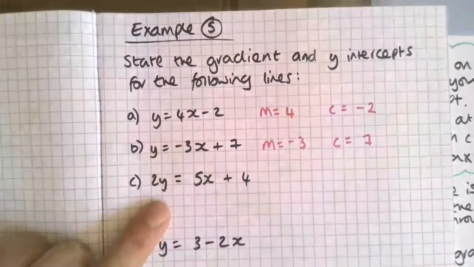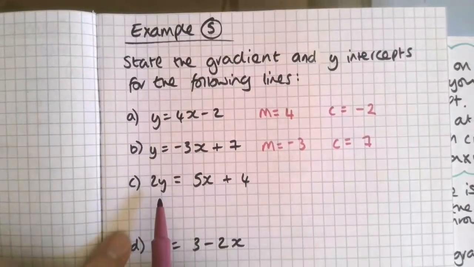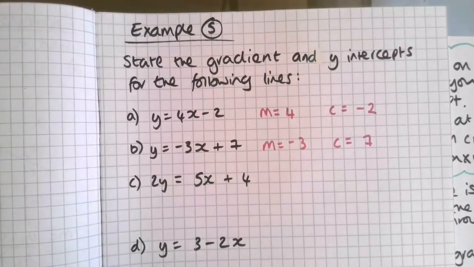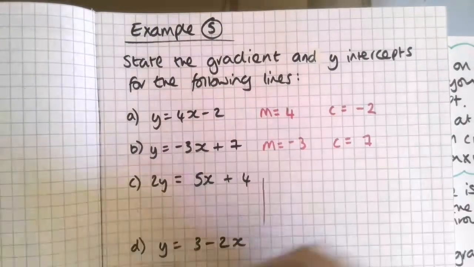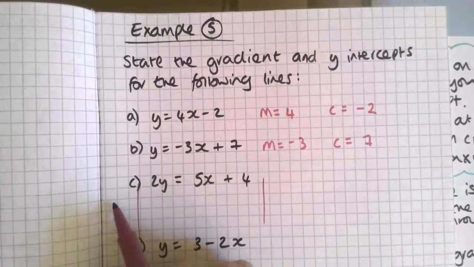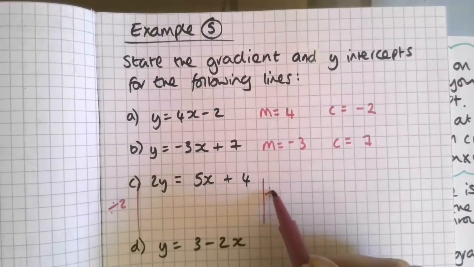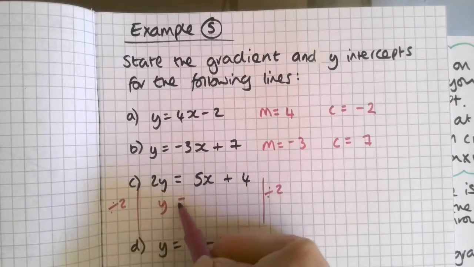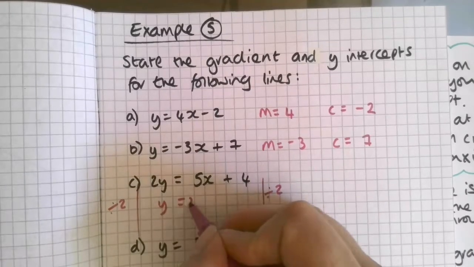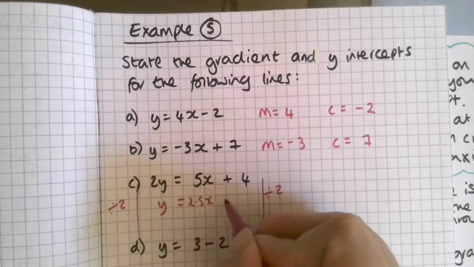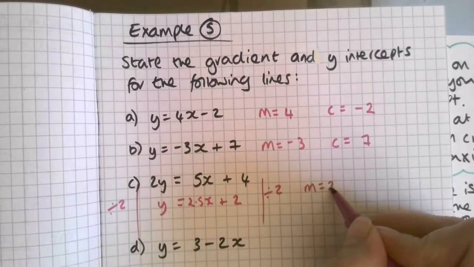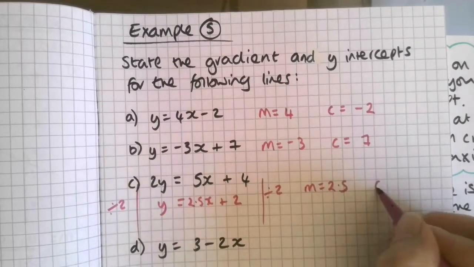This one here we need to be careful with, because this one technically isn't in the form y equals mx plus c, so we need to change it so that it is. So really, we need to get this to be just y on its own, so we have to divide both sides of our equation by 2. So 2y divided by 2 gives me y. 5x divided by 2 gives me 2.5x. 4 divided by 2 gives me 2. So the gradient of this one is 2.5 and the y-intercept is 2.